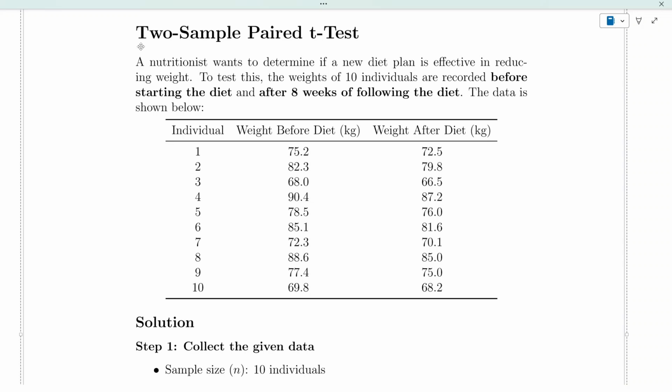In today's video, we're diving into the concept of the paired t-test with a real-world example. By the end of this video, you'll have a solid understanding of how to perform and interpret a paired t-test.